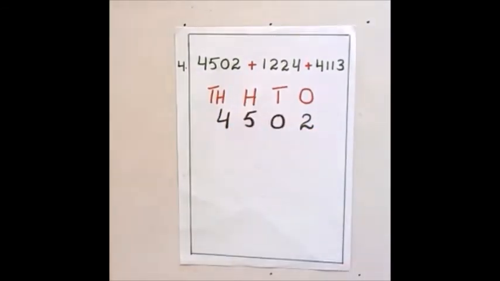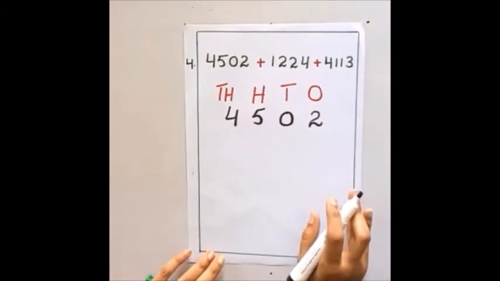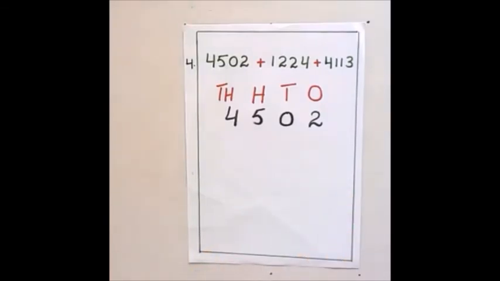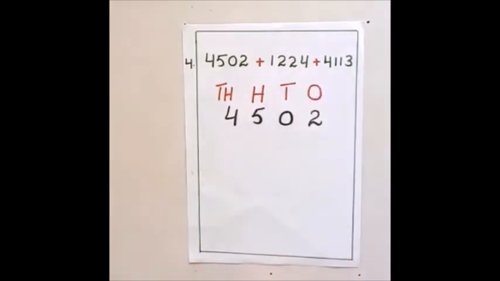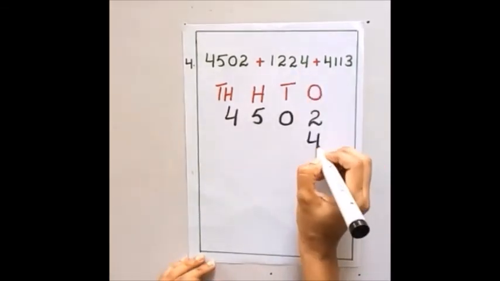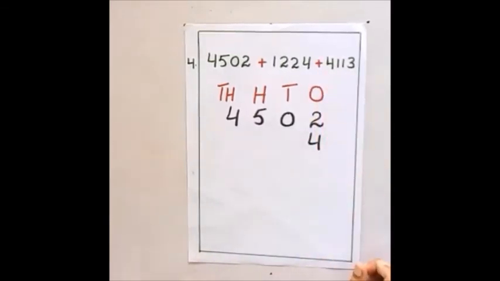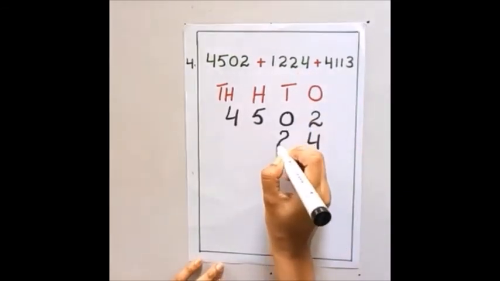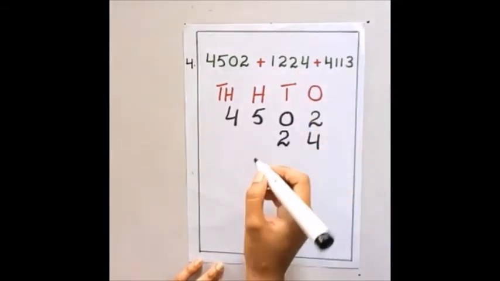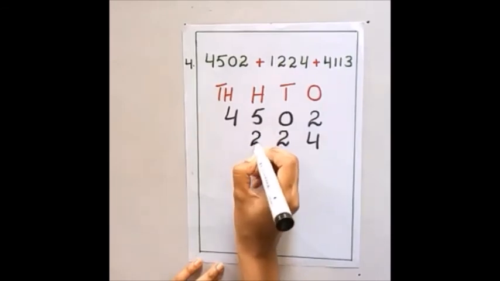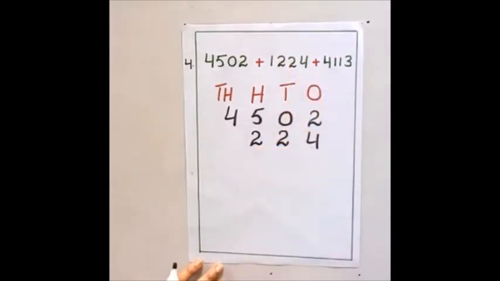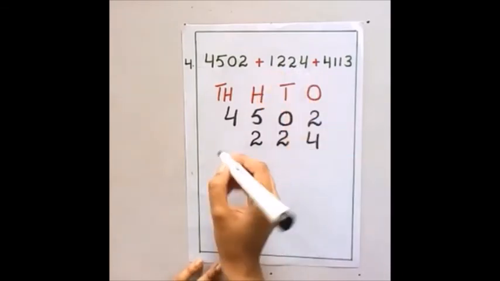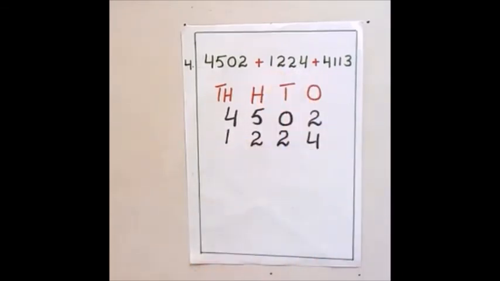Now in the second number, student, can you tell me which number is in the ones place? Yes, you are right. Number 4 is in the ones place. So I will write 4 under the ones place. Then 2 is in the tens place. So I will write 2 under the tens place. Then I will write 2, this 2 under the hundred place. And then I will write 1 under the thousand place.